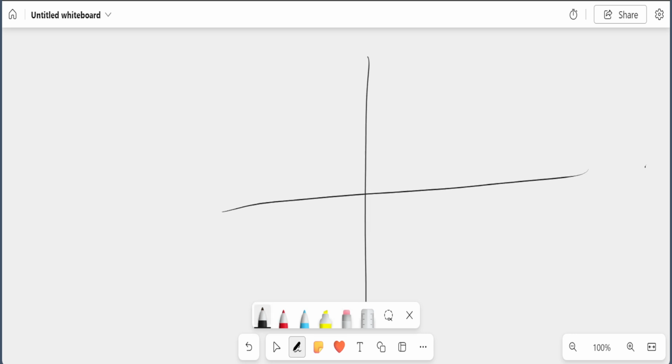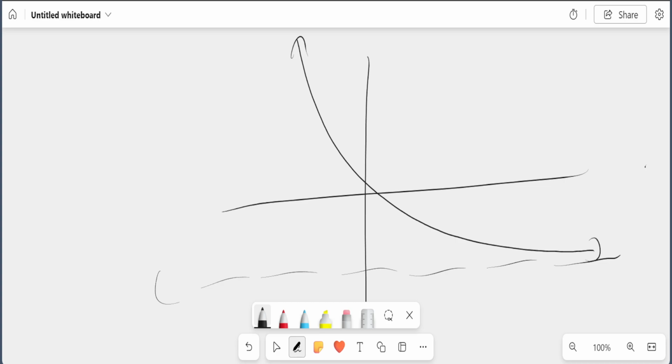Something like that. You can think of it maybe as an exponential function or something, right? At this point, is dy dx positive or negative? And then is d squared y over dx squared positive or negative? Negative for both?